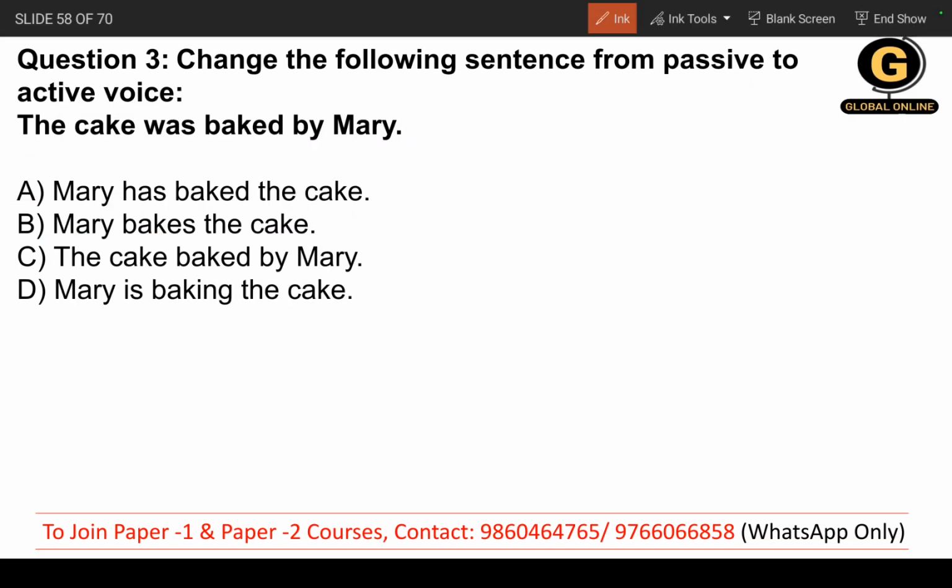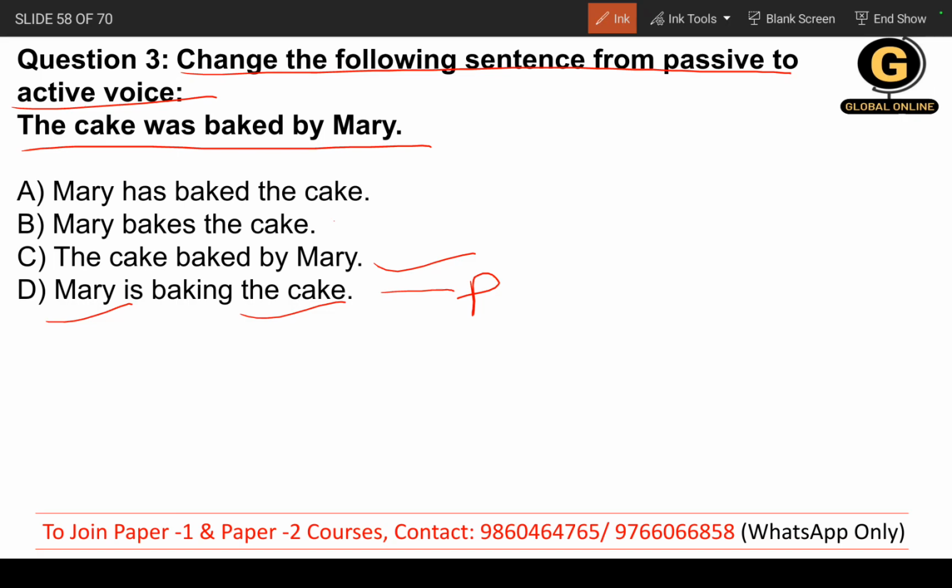Now the third one, change the following sentence from passive to active voice. The cake was baked by Mary. Which can be the correct answer? Baked by Mary will not be the answer because there is no to be form. Mary is baking the cake is a present tense thing. Mary bakes the cake is also present. Now, Mary has baked the cake will be the right answer, because sometimes we use has to identify the time when something just happened. So it is a part of past tense. So A will be the correct answer.